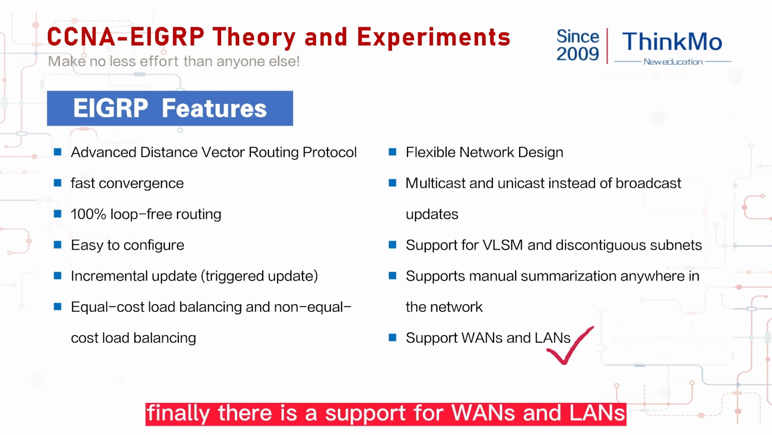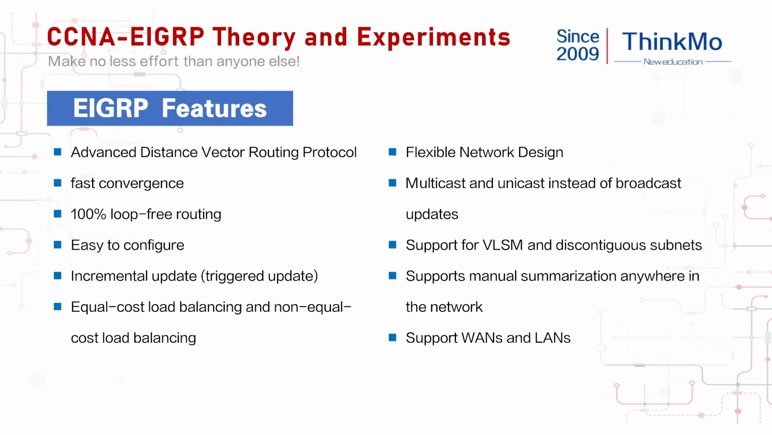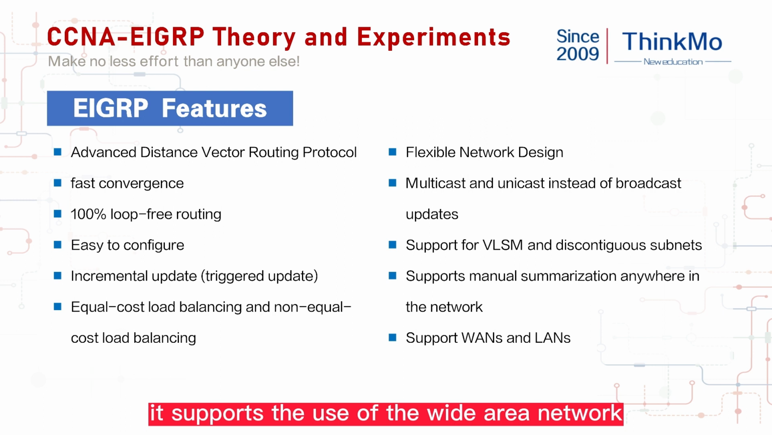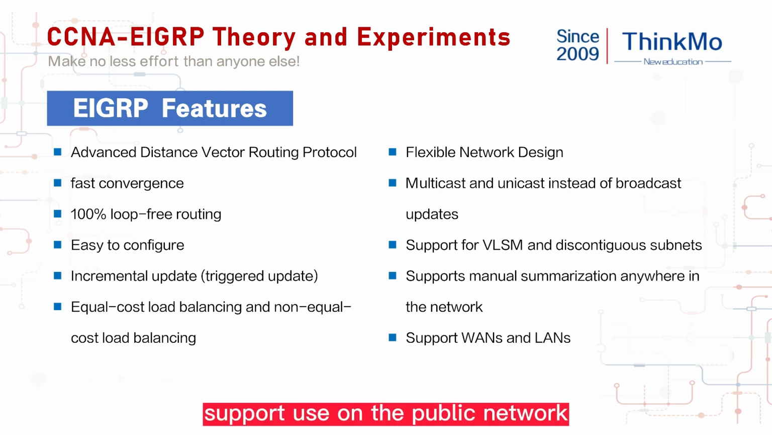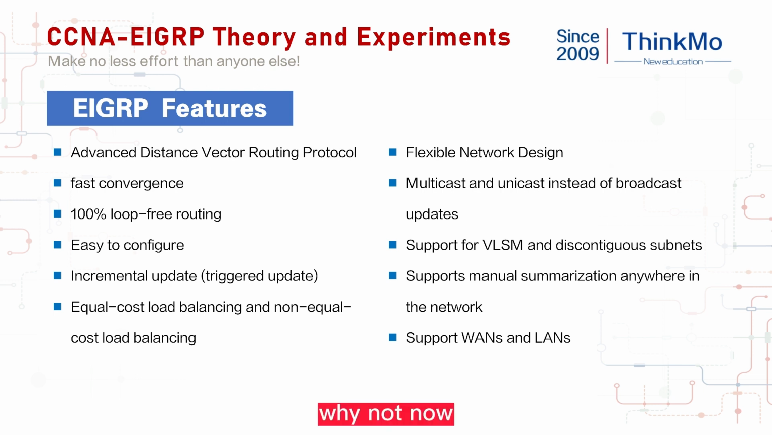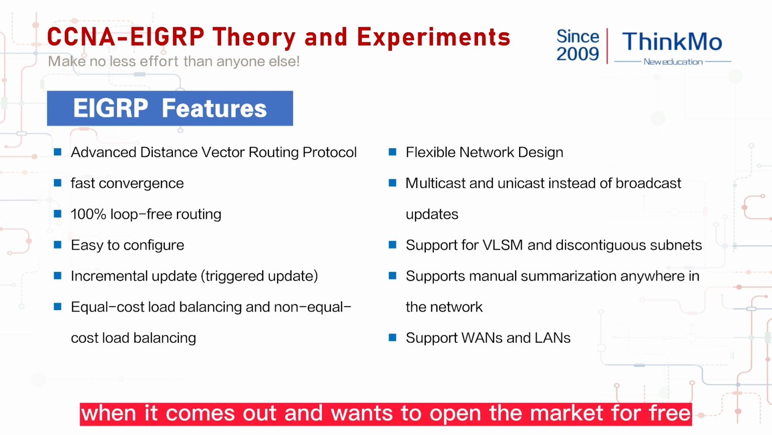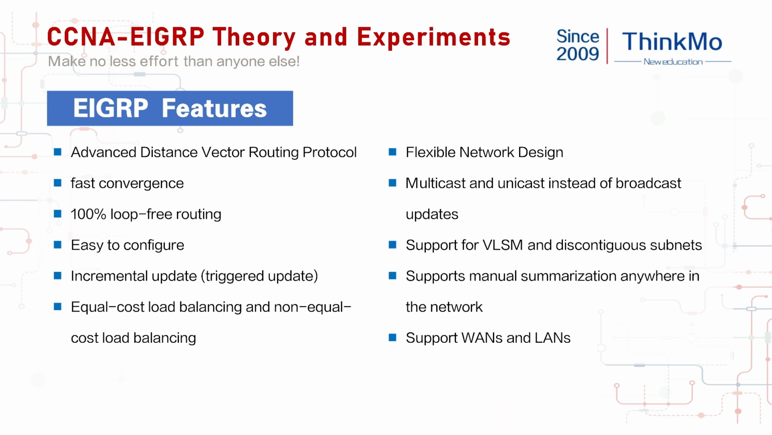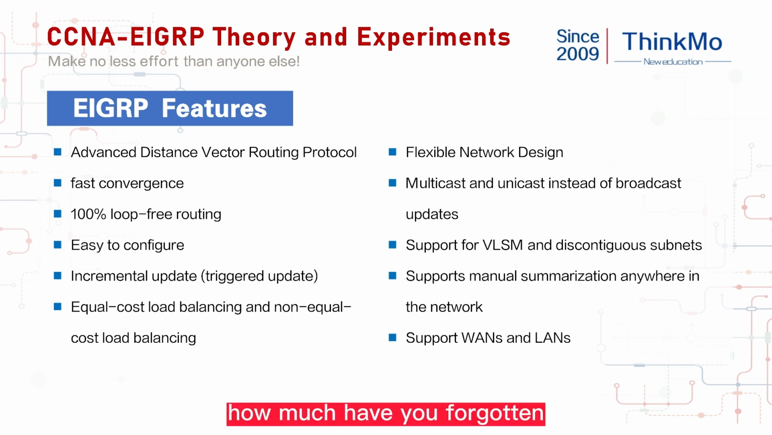Finally, there is support for WANs and LANs. This is what I just told you. When EIGRP first came out, it supported use on the wide area network, that is, on the public network. Why not now? Because it appeared relatively late. When it came out and wanted to open the market for free, the entire internet was already deployed, and it charges. So gradually it was forgotten by everyone.